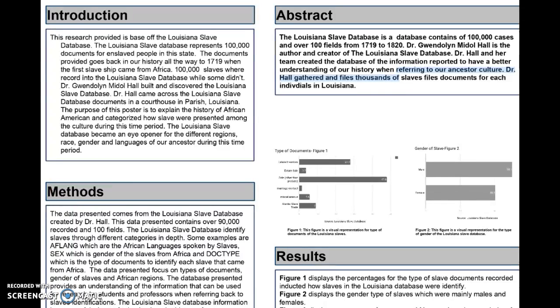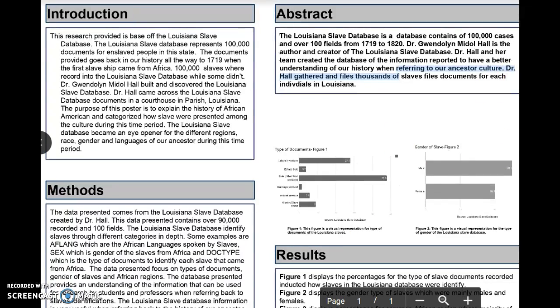Dr. Giovanni Hall built and discovered the Louisiana Slave Database. Dr. Hall came across the Louisiana Slave Database documents in the courthouse in Parrish, Louisiana. The purpose of this poster is to explain the history of African Americans and categorize how slaves were presented among the culture during this time period. The Louisiana Slave Database became an eye-opener for different regions, race, gender, and language of our ancestors during this time period.